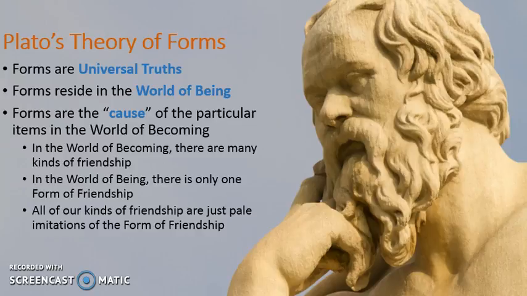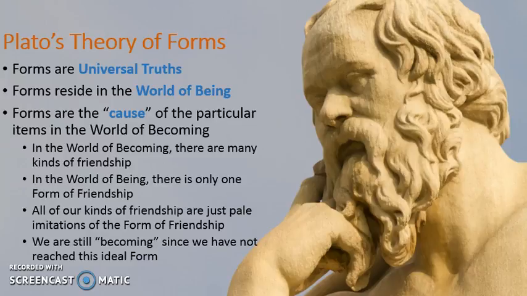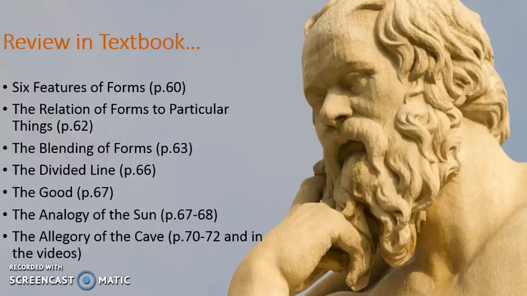All of our types of friendship, whether it's a really long friendship or a short friendship, are just pale imitations of the form of friendship. And we are still becoming, since we haven't reached this ideal. Because we have lots of different types of friendship, that means that we haven't reached the ideal form. Obviously, this is a quick and simplified version of Plato's theory of forms, and you'll want to look at some of the more important distinctions and aspects of forms before you take the exam.